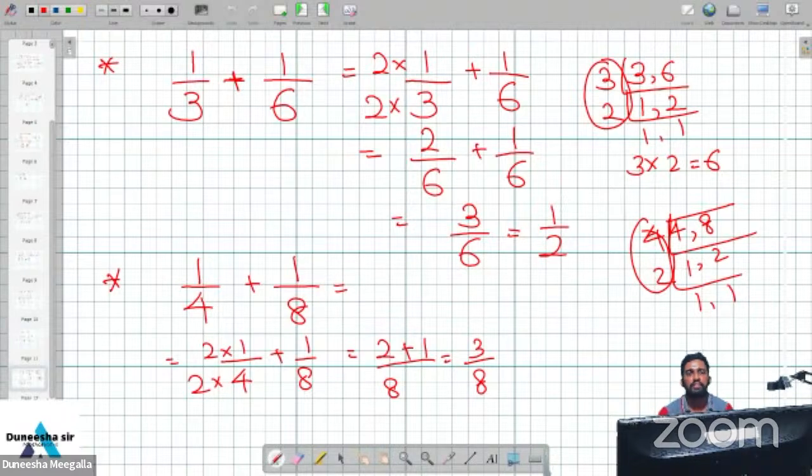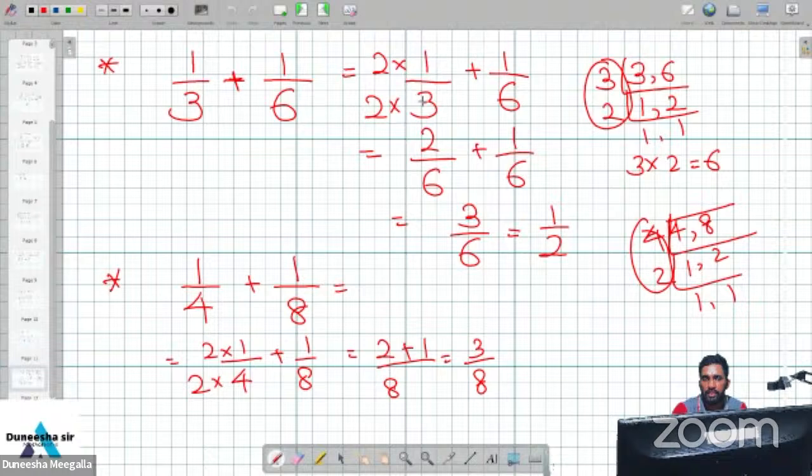Okay, when we add and the denominators are not the same, what do we do then? Then we get a common denominator. We take the least common multiple. Okay. 3 and 6 both divide into 6, so 6 is the least common denominator.